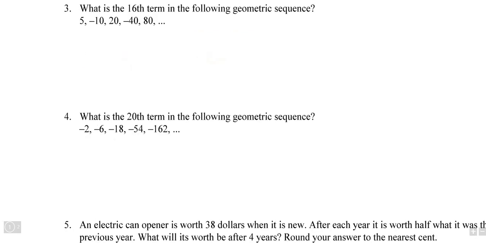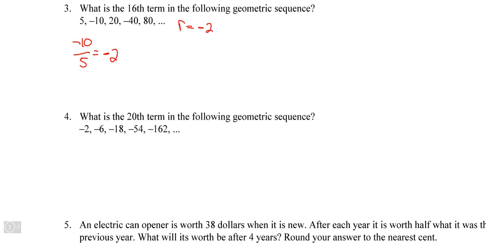So now this next question says, what is the 16th term in the following geometric sequence? And they give us the first 5 terms: 5, -10, 20, -40, 80. And so you see the fact that these numbers are going positive, negative, positive, negative, positive. That means that r, the number we're multiplying by, is a negative number. Remember, the way you find r is by doing term divided by previous term. So here, if I do -10 divided by 5, that equals -2. So now I know r equals -2.